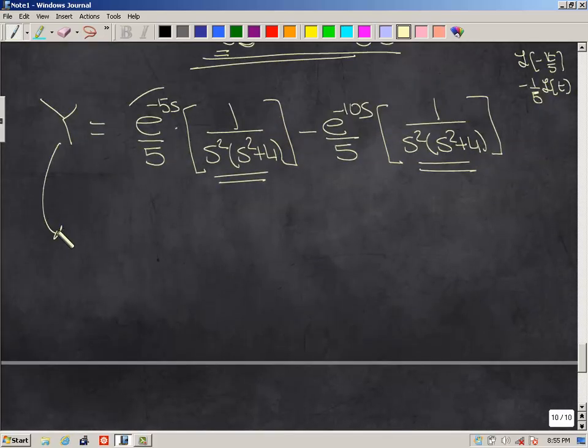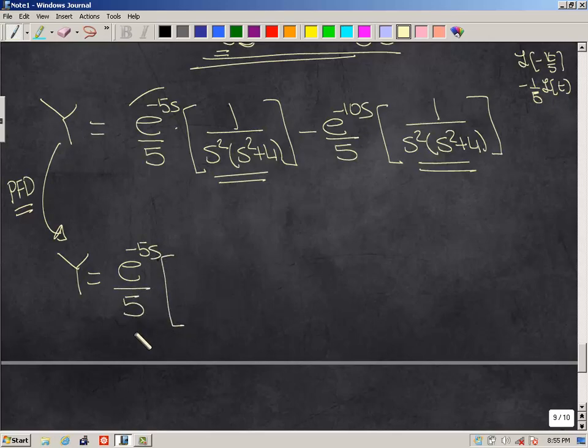Remember, when you do partial fraction decomposition, you always leave the e's outside, because you can't do partial fraction decomposition with those. So now we do PFD. Again, for the sake of time, I am not going to do that. You guys know how to do PFD. So we get e to the minus 5s over 5 times, it'll break into a over s plus b over s squared plus cs over s squared plus 4 plus d over s squared plus 4, and then you will find those constants. I've done this before, so I don't have to waste time. So I get 1/4 over s squared minus 1/4 over s squared plus 4. That's what you end up with.